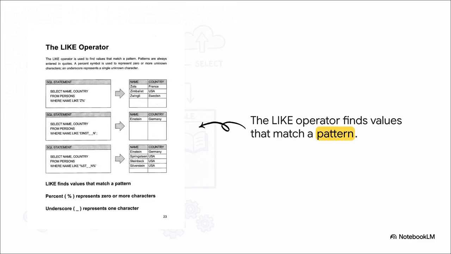But what if you don't know the exact spelling of what you're looking for? Maybe you just know the name starts with a Z. That is where the like operator swoops in. It lets you search using patterns. By saying where name like Z followed by a % sign, you're using that % sign as a wildcard. It tells the system, find anything that starts with Z, no matter what comes after it. It is a total lifesaver for slightly fuzzy data.